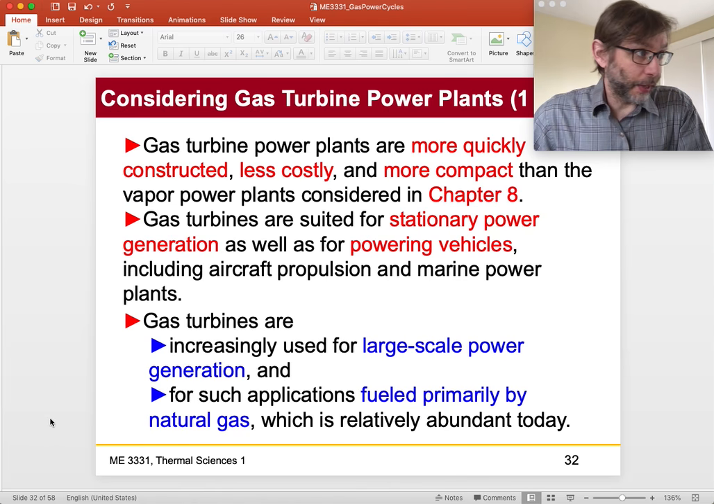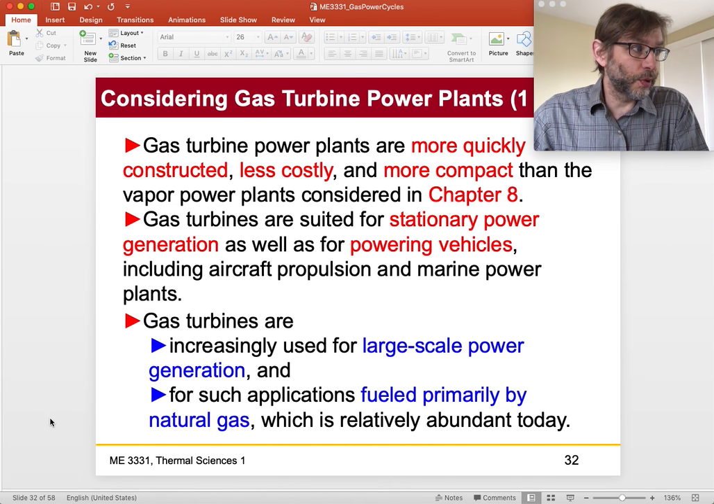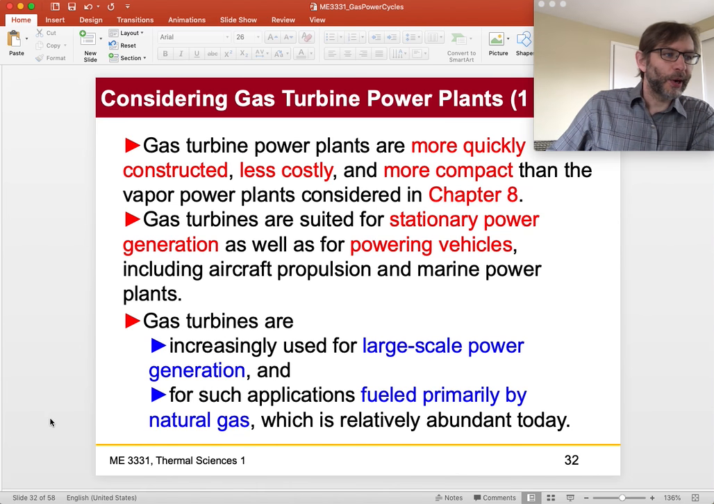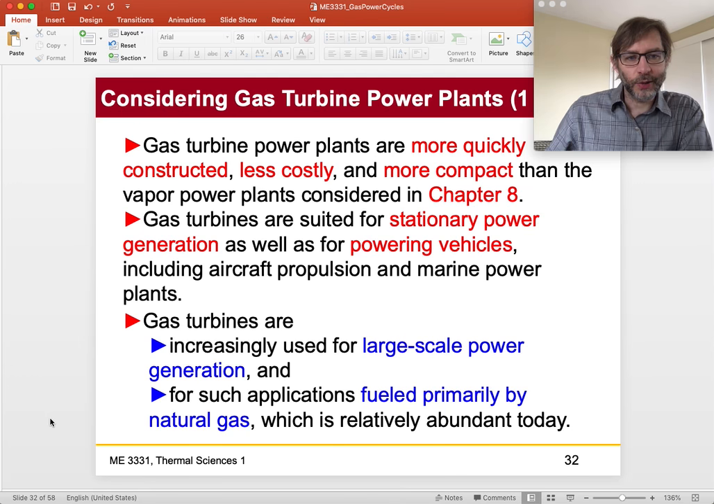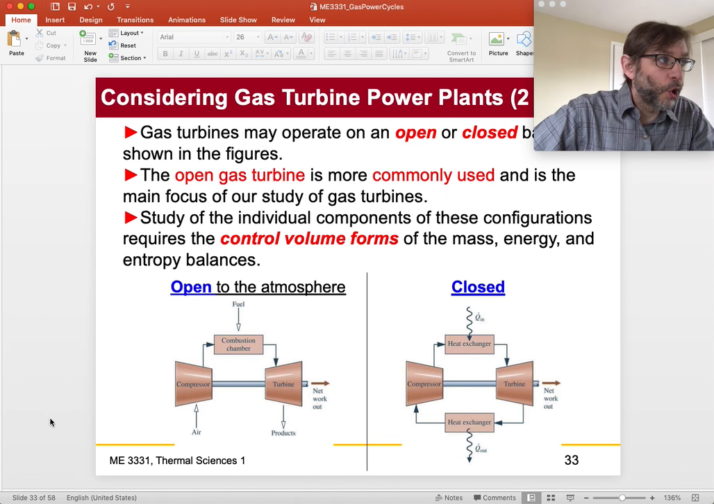So gas turbine power plants are more quickly constructed, less costly, and more compact than the vapor power plants that we discussed, the Rankine cycle plants. Gas turbines are suited for stationary power generation as well as for powering vehicles, including aircraft and marine power plants. And there even have been some turbine cars back in the 70s, but those didn't go very far. Gas turbines are increasingly used for large-scale power generation and applications fueled by natural gas, which is today pretty abundant and cheap. Okay, gas turbines may be operating in an open or closed configuration.